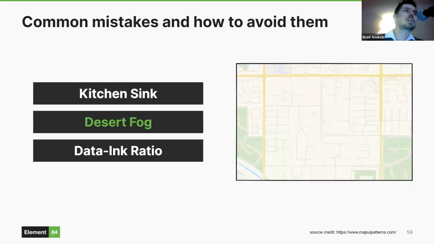Desert fog. So not having context on the map, not having a home button, right? Getting lost on the map and not being able to reorient yourself, that can be a problem.